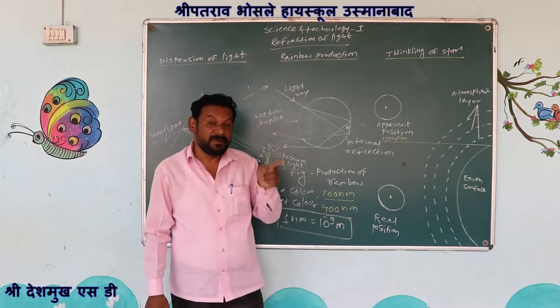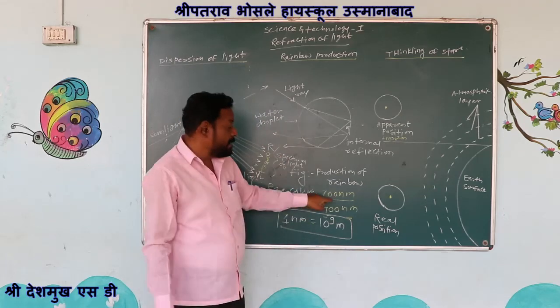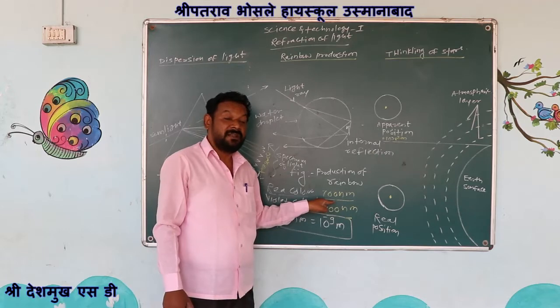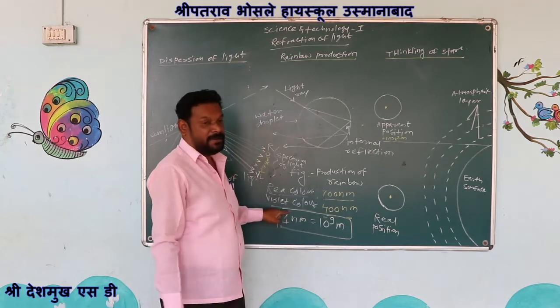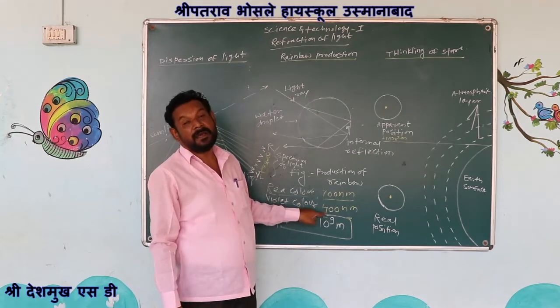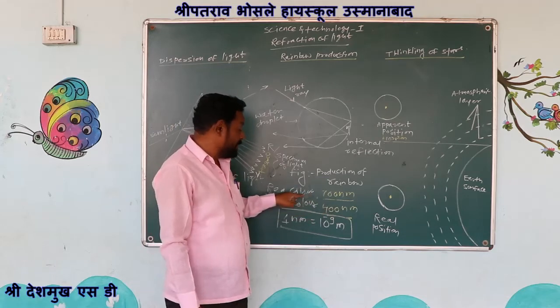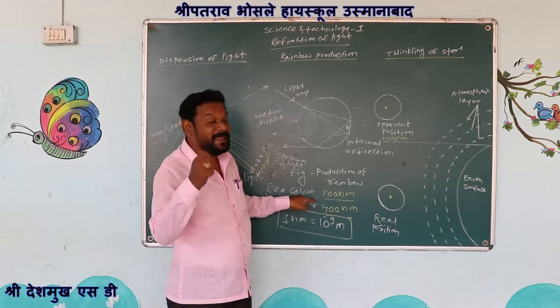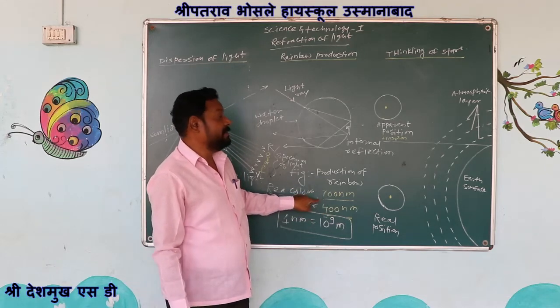Because the wavelength of red color is maximum, that is 700 nanometer, as compared to violet color. Its wavelength is 400 nanometer. That's why the red color is used as the indication for different purposes.